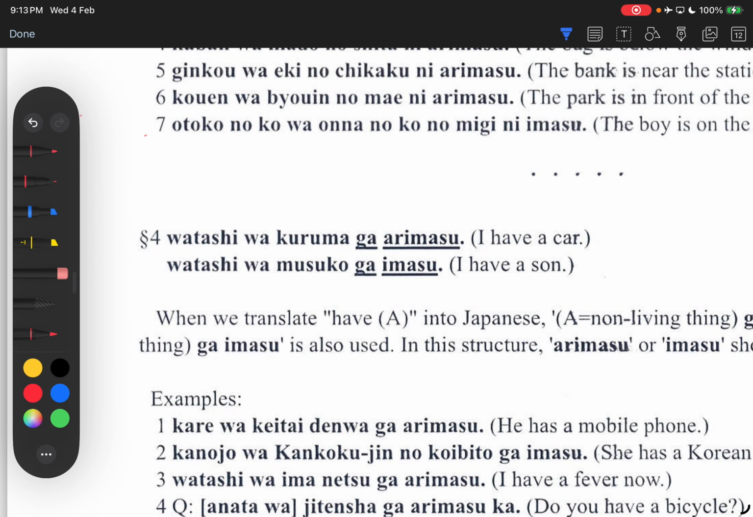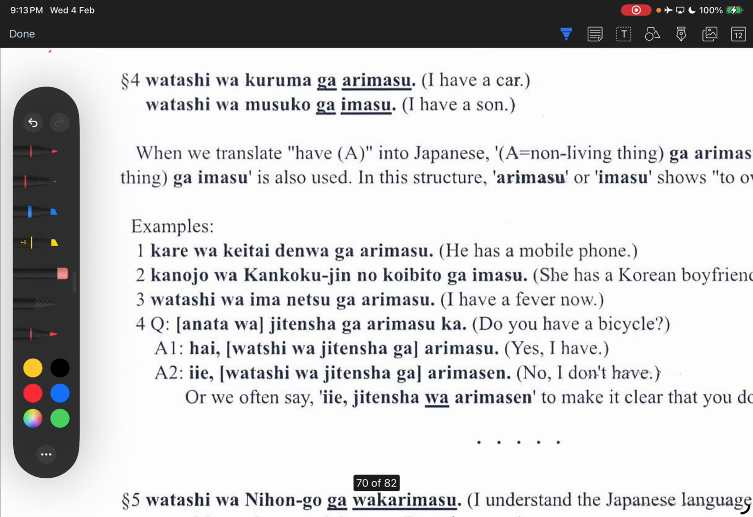Alright? Example 1. 彼は携帯電話があります. So he has a phone. Number 2. 彼女は韓国人の恋人がいます. So 韓国人の恋人, Korean lover. Right? So she has a Korean lover がいます. So she owns a Korean lover. Number 3. 私は今熱があります. So 熱 is fever. So got fever, right? Have fever. We somewhat own the fever. We got fever, we use あります. Right? I have a fever.